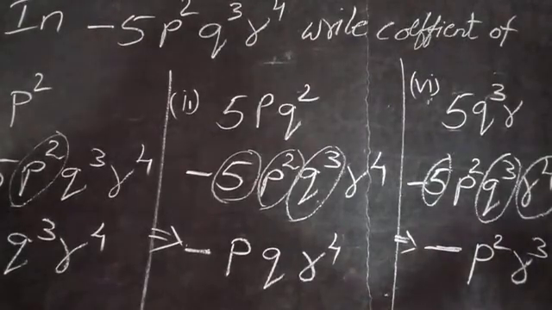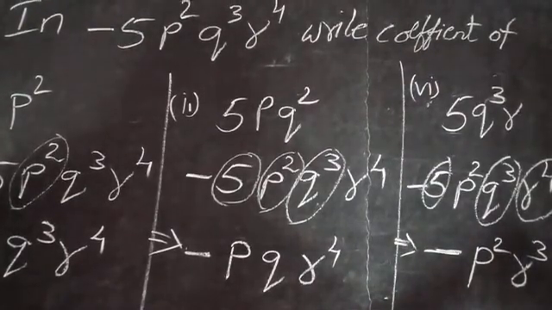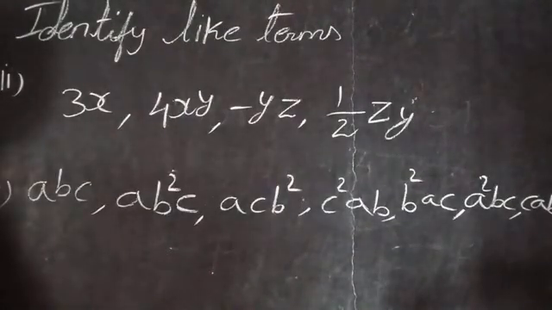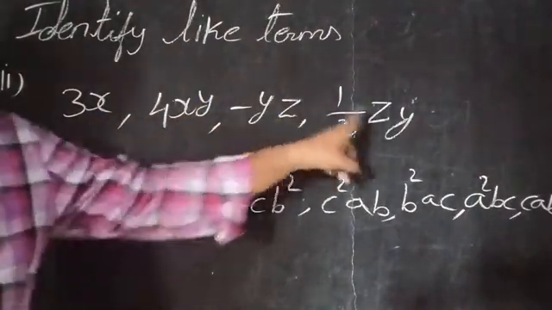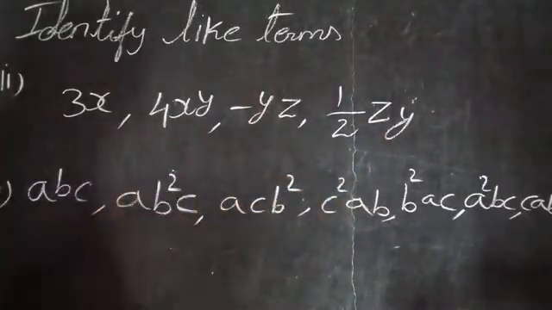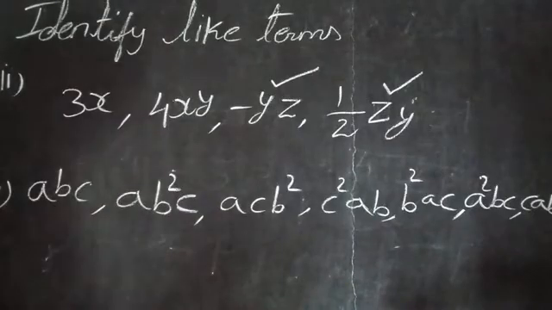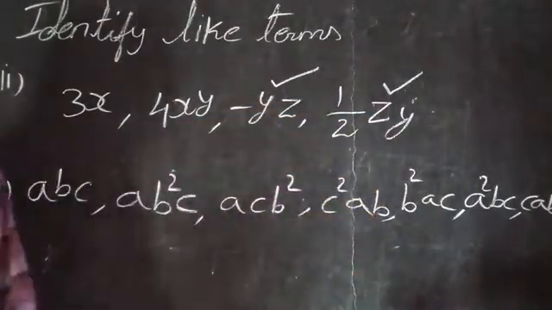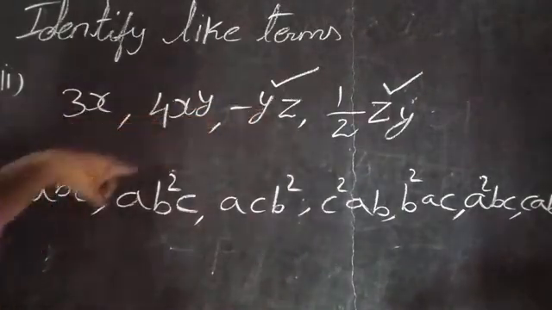Next one is like terms and unlike terms separation. Here we have to identify the like terms. What are like terms? Terms having the same alphabets with the same power. X, XY, YZ, ZY. In this, both YZ and ZY are the same. This is called like terms. Now coming to unlike terms, the remaining 3 are unlike terms.